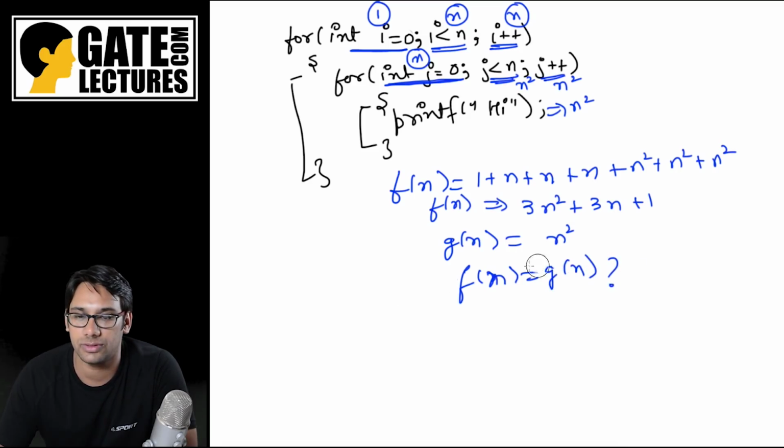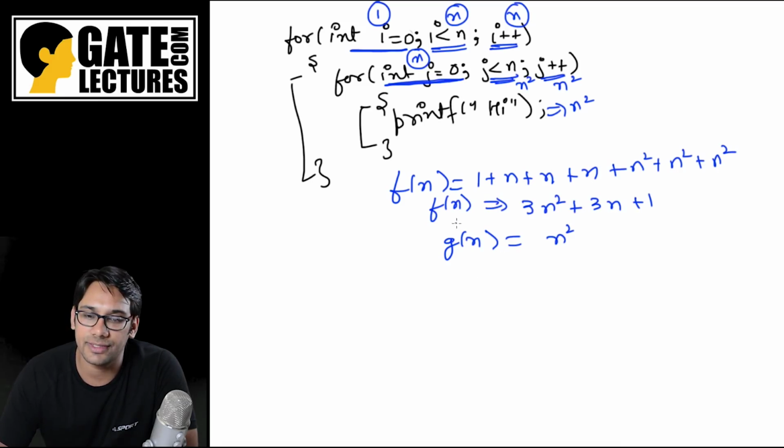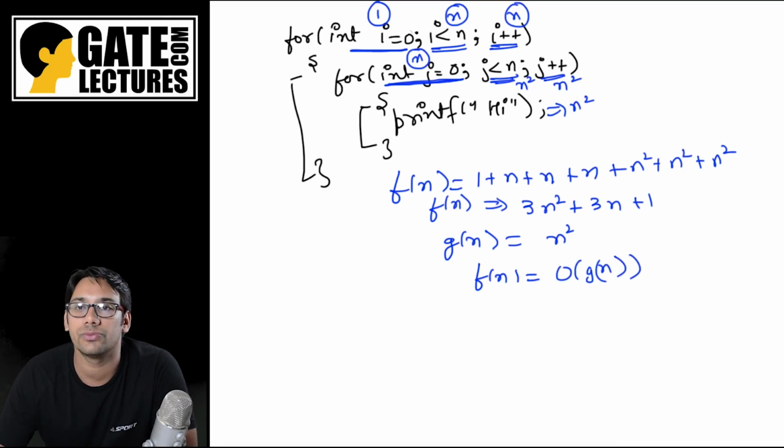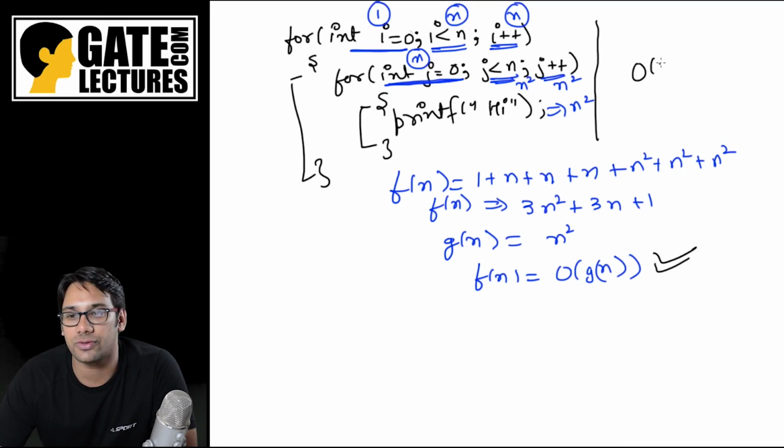So let me write it clearly. Can I say that f(n) is order of g(n)? We have already discussed this. We can say that this f(n) is order of g(n). That means for this program the rate of growth is order of n square, or the time complexity is order of n square. Okay, now let us take one more example.